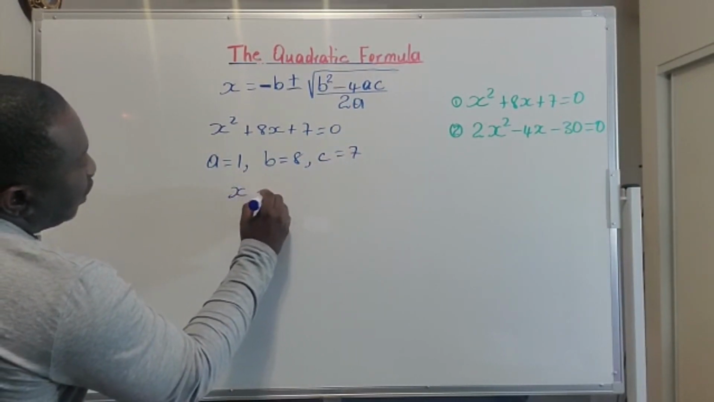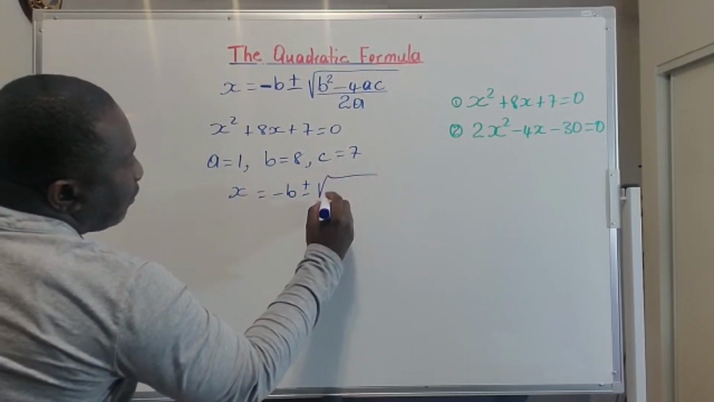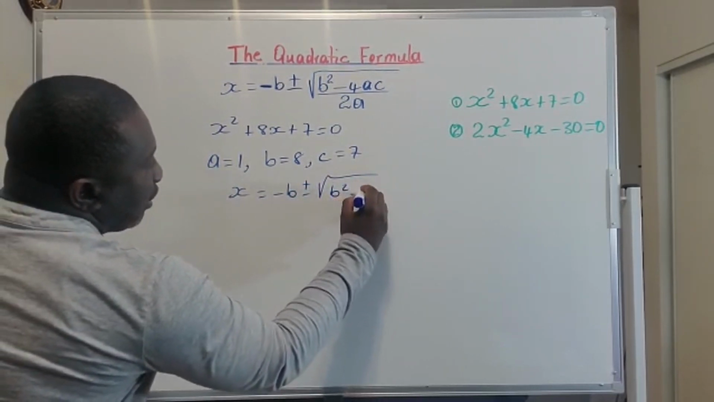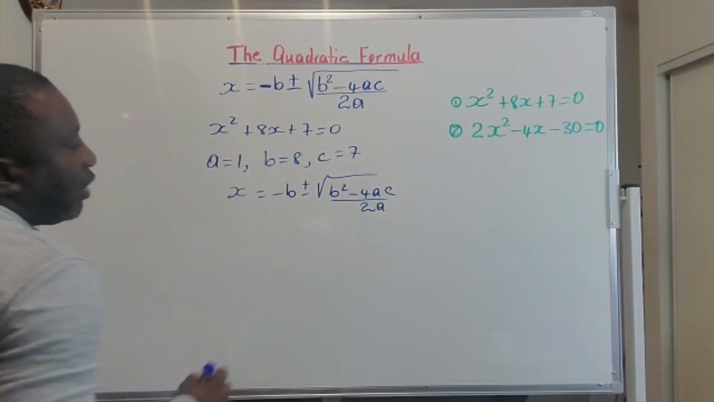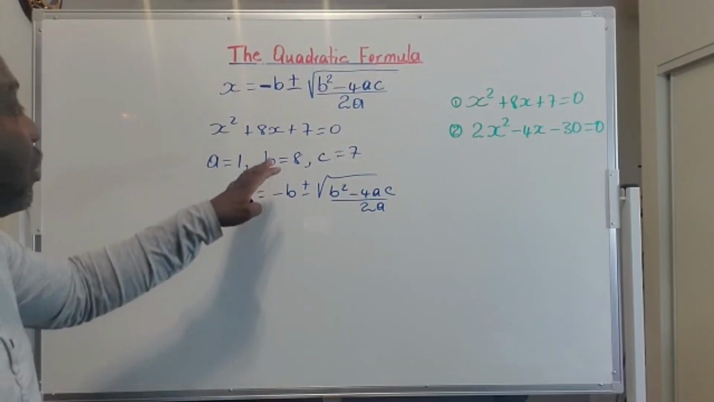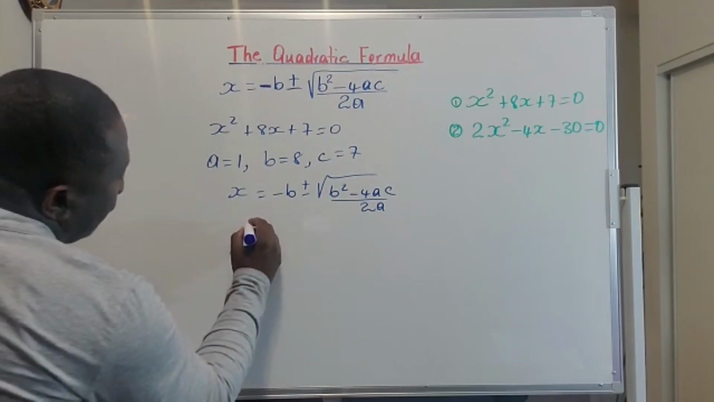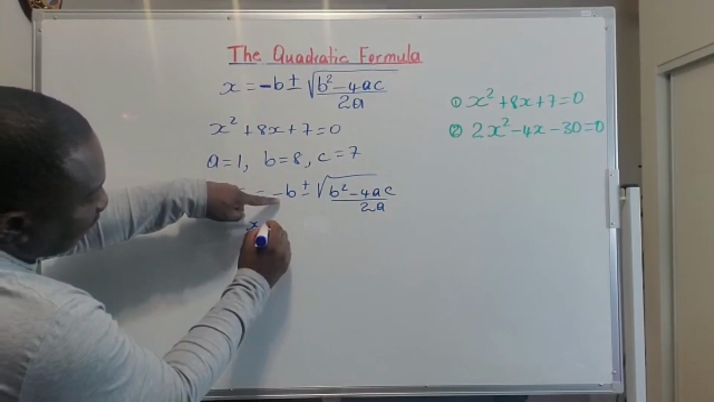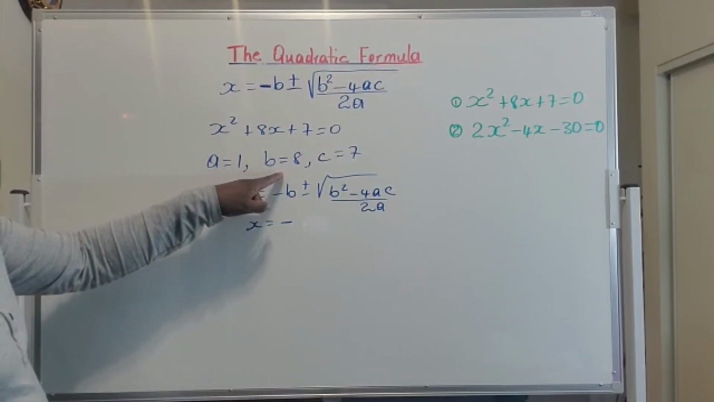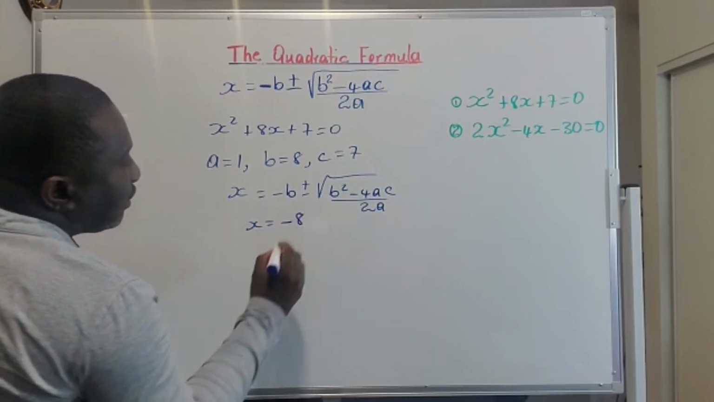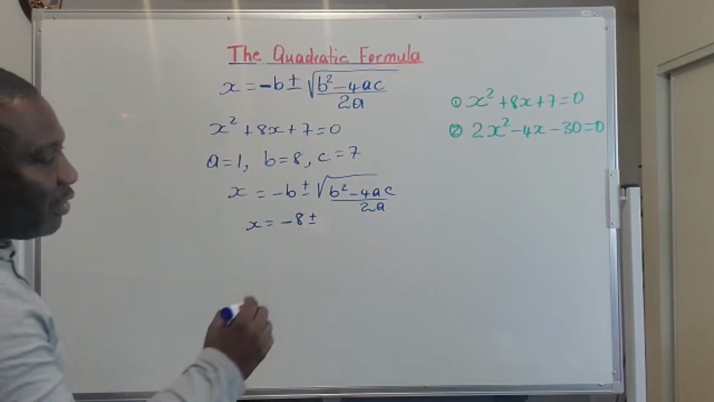x is equal to -b plus or minus the square root of b squared minus 4ac all over 2a. Now what we'll be doing is to substitute each of the values within the formula. Therefore, x is equal to negative, I put back my negative sign. What's the value of b? The value of b is 8. I maintain my plus or minus.